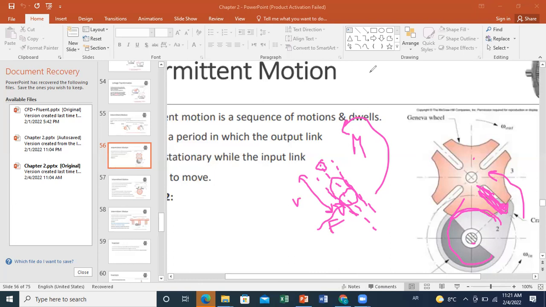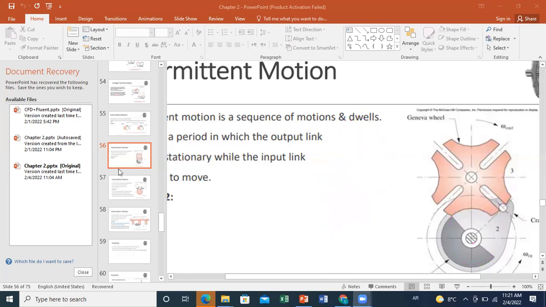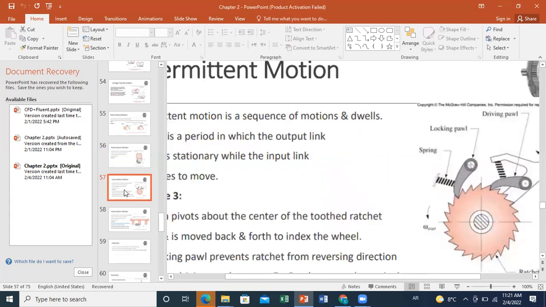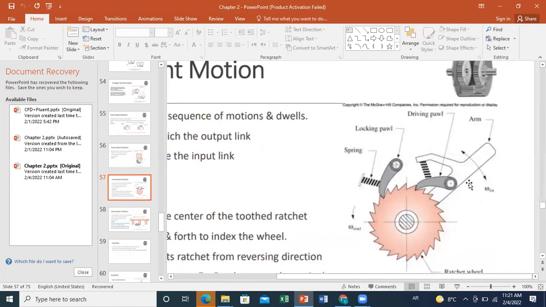Now another type of intermittent motion is the following one, which consists of a ratchet wheel connected to two poles. You have one that is called the driving pole, which is this one. And you have another one which will play a locking effect when the arm is reversed, which is this one. This is a locking pole. Now how does the system operate? It's very important to look at the video to see it in practice, to see the simulation.